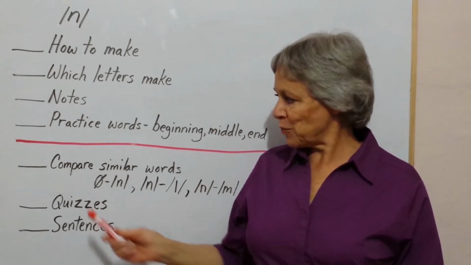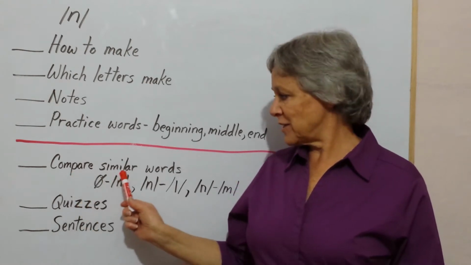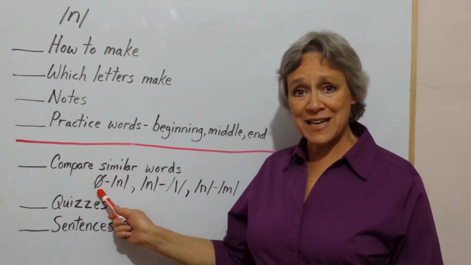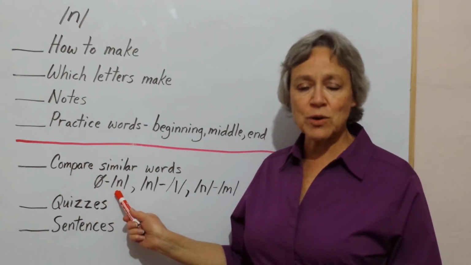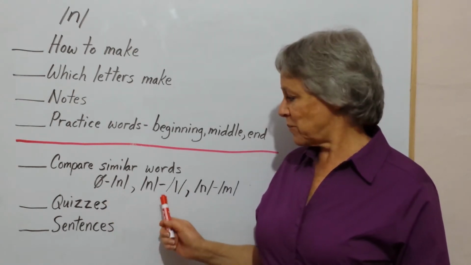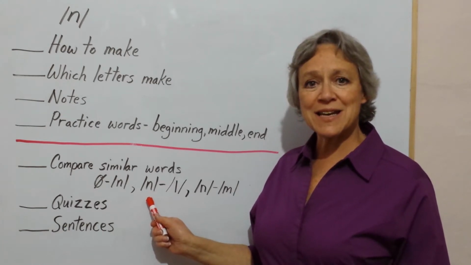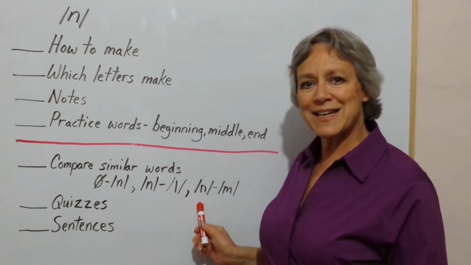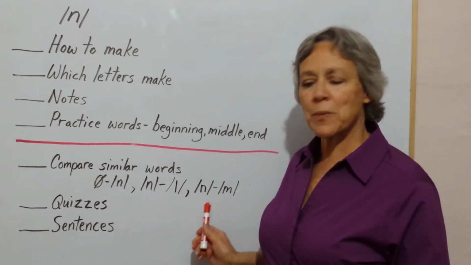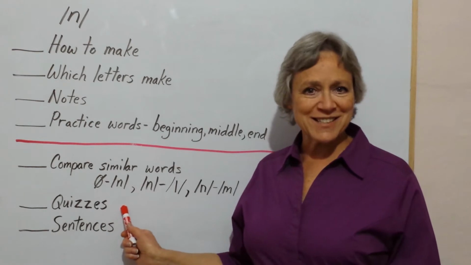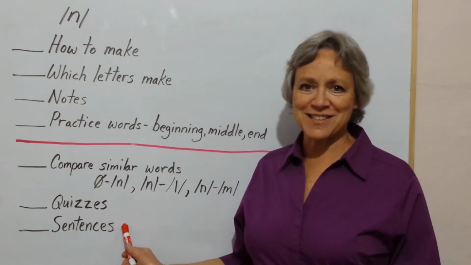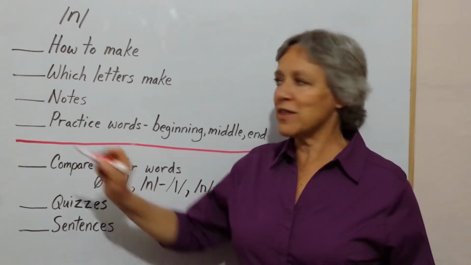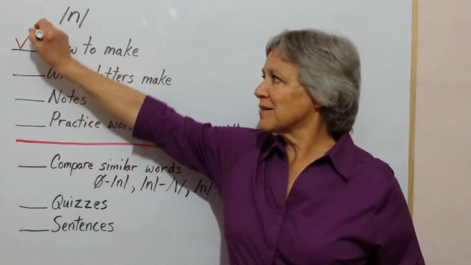Then in part two, I will compare similar words that do not have n, compared with words that do have n. I will compare words with n and o, and also words with n and m. Then I will give you some quizzes, and finally I will give you some sentences. Okay? So you're in part one. Let me begin with how to make this sound.